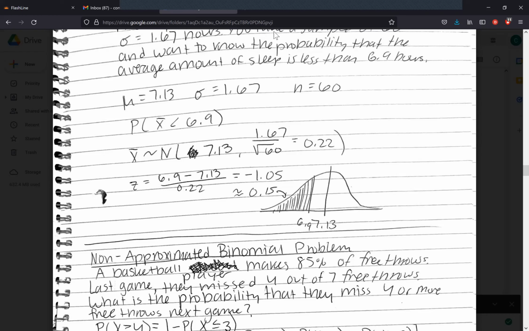And then we can find the z-score to find the probability. So it's 6.9 minus our mean, 7.13, divided by the standard deviation, 0.22. This corresponds to a z-score of negative 1.05. Since we're looking for the probability to the left of 6.9, we don't need to subtract the probability from 1. If you look for negative 1.05 on the z-score table, you'll find that this corresponds to a probability of 0.15.